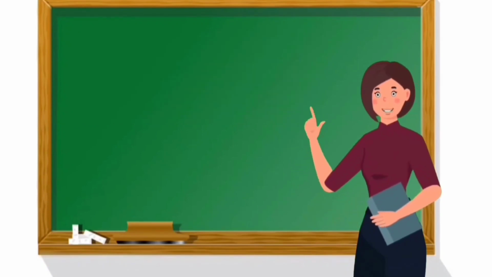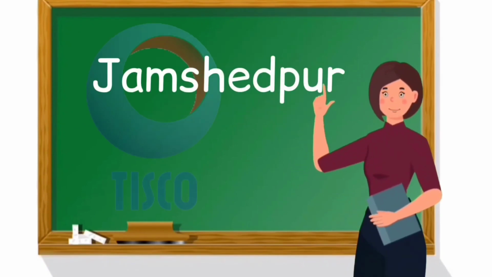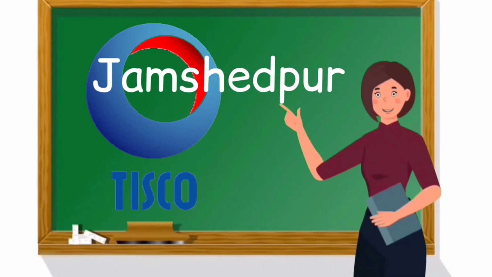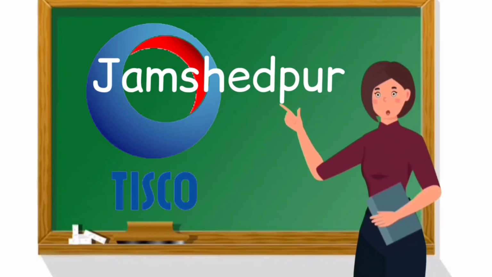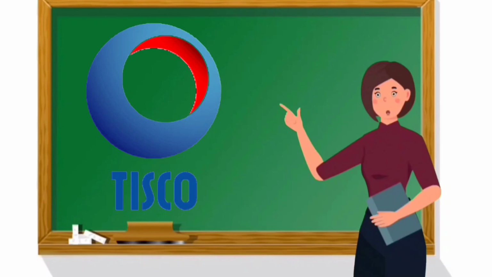Now we are going to study our Jamshedpur. Before 1947, there was only one iron and steel plant in the country, Tata Iron and Steel Company Limited. It is known as TISCO. It was privately owned.